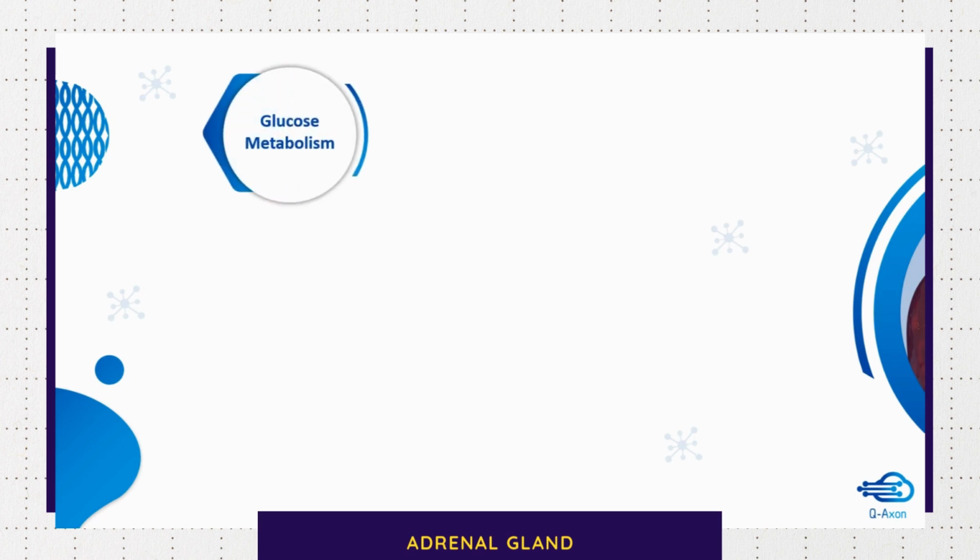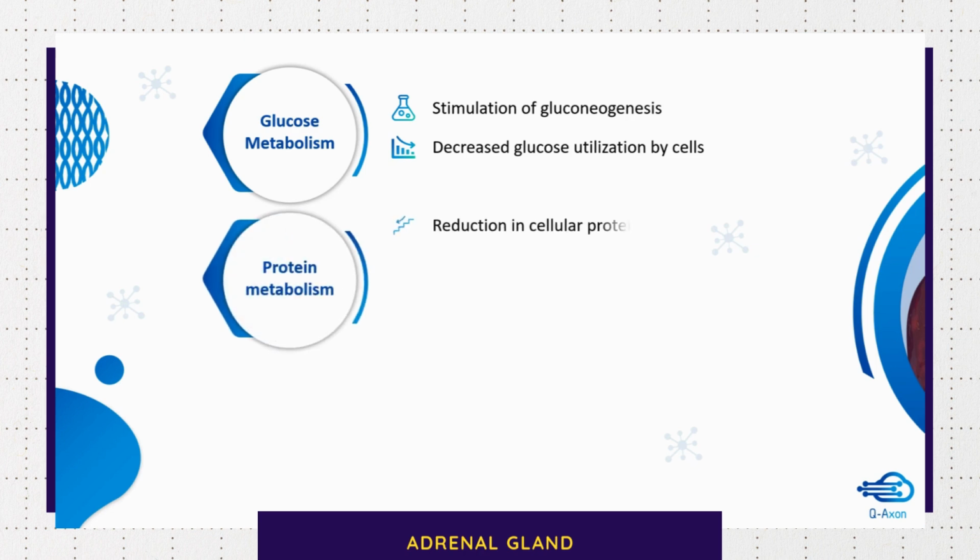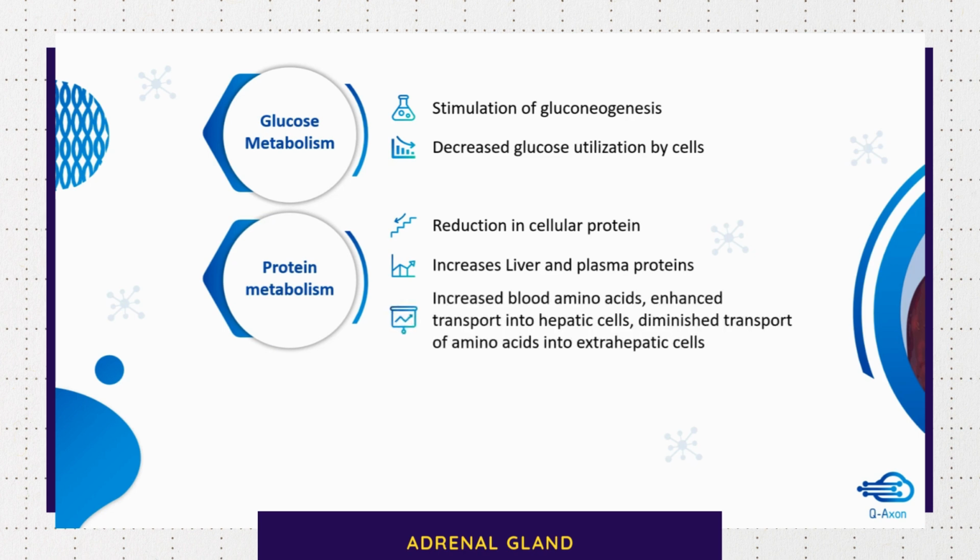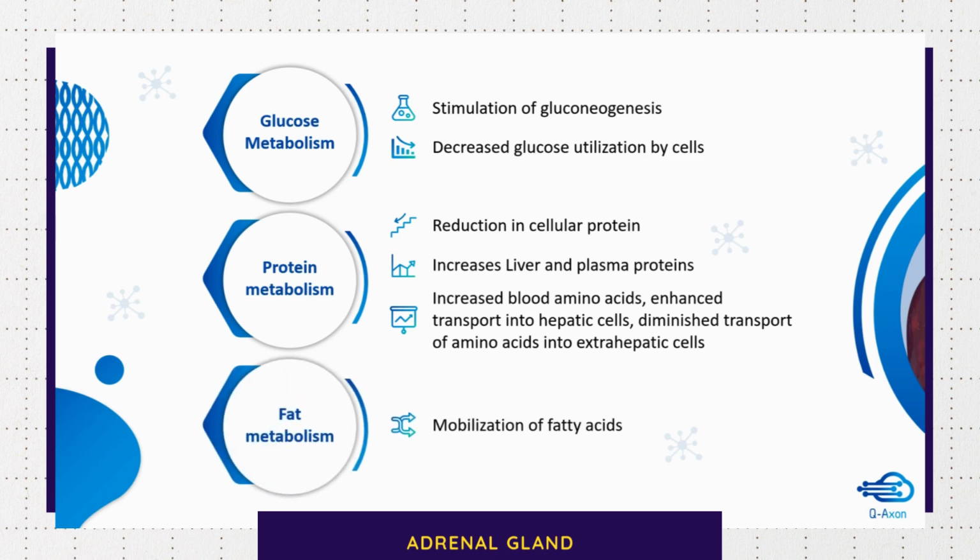Let's move on to action of glucocorticoids and various metabolism. In glucose metabolism, there is stimulation of gluconeogenesis and decreased glucose utilization by the cells. Hence, glucocorticoid is said to be a diabetogenic hormone. In protein metabolism, there is reduction in cellular protein and increase in liver and plasma proteins. There is increased blood amino acids, enhanced transport into the hepatic cells, and diminished transport of amino acids into extrahepatic cells. In fat metabolism, there is mobilization of fatty acids.